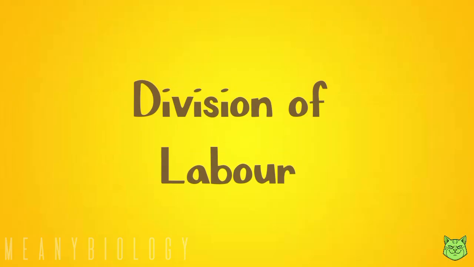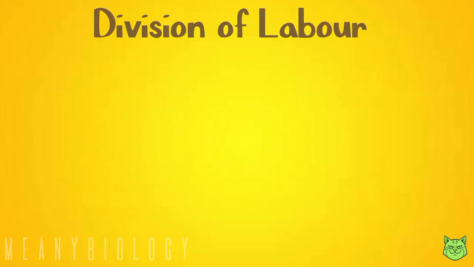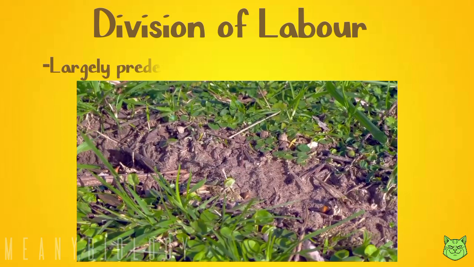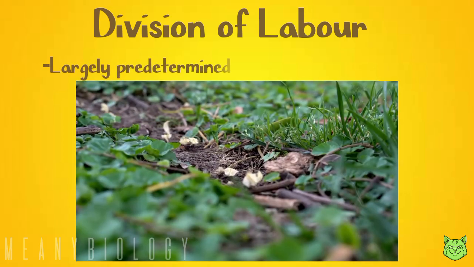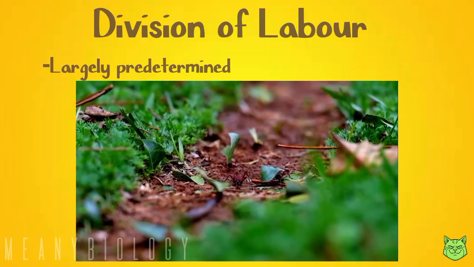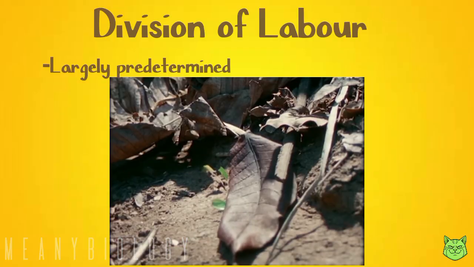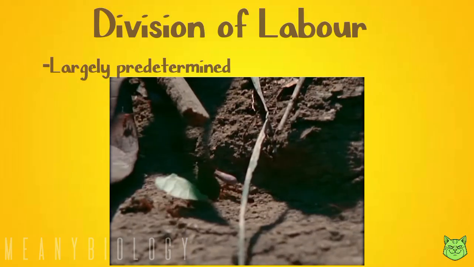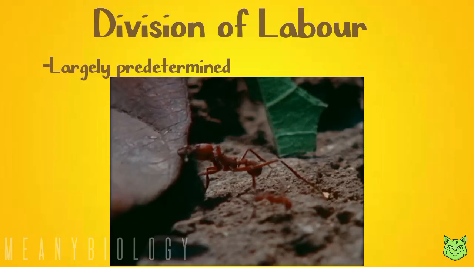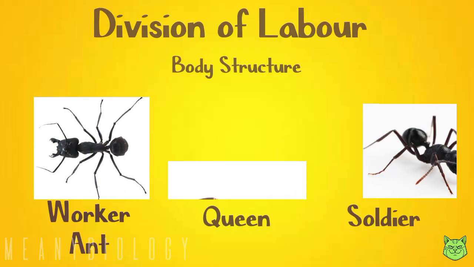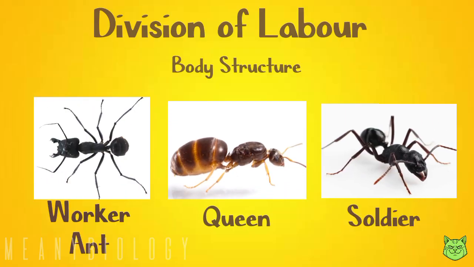The division of labor, born to the job. A central theme in insect society is the division of labor, which is largely predetermined. An insect is literally born knowing its job. No school, no internship, just instinct. The first is structural predetermination, caste differences. The physical body structure, or morphology, dictates the job. Different jobs equals different shapes.